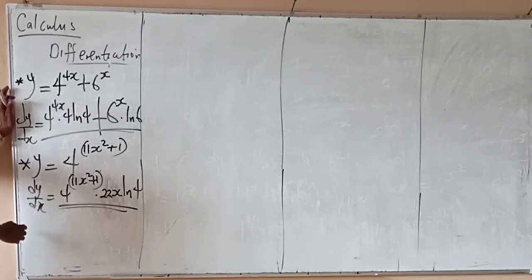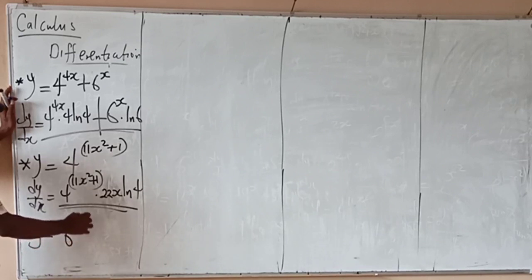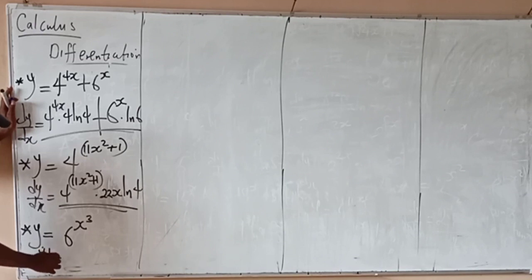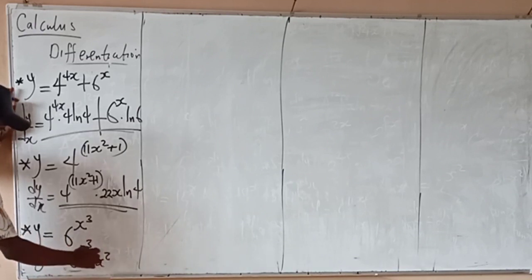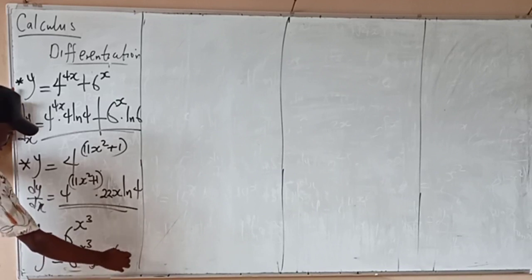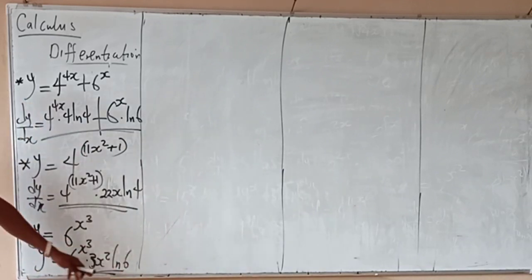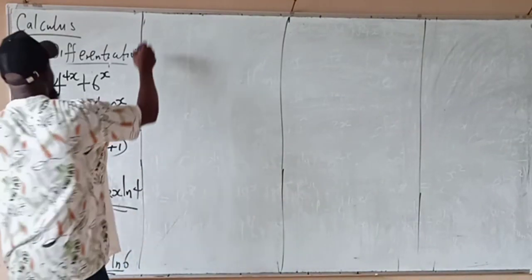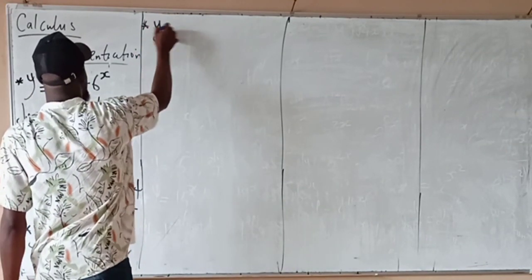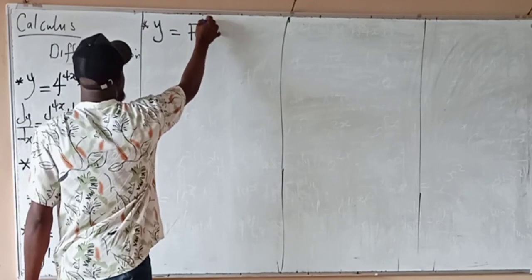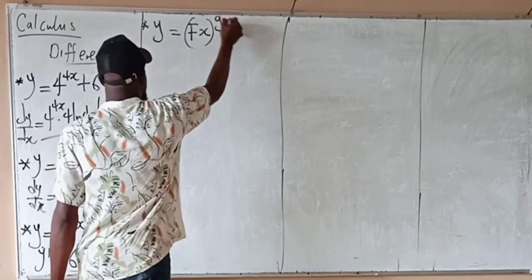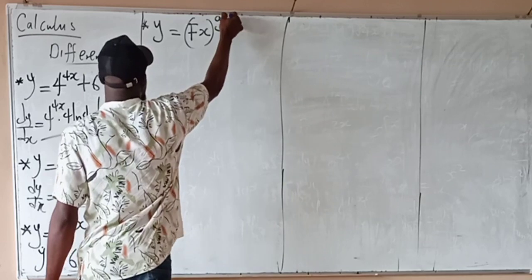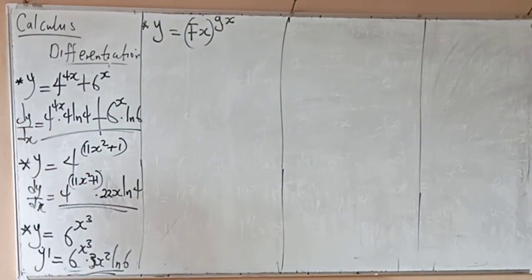Now let's just look at one more here. If y is equal to, let's say, 6 raised power x cubed, y prime, that is dy over dx, will be 6 raised power x cubed times differentiate x cubed, 3x squared, then ln of 6, or log of 6 to base e. Now let's start. What about now like this? y is equal to a function of x raised by another function of x, f of x raised by g of x. How are we going to do this?